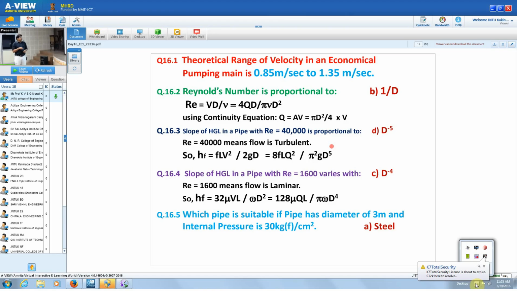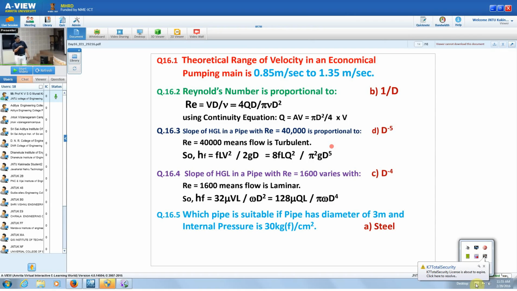This comes to what? What is V? Discharge by area: Q by pi D square by 4. Have you got the same value? 128 mu Q L by pi W D to the power of 4. So what is the answer? D to the power of minus 4.